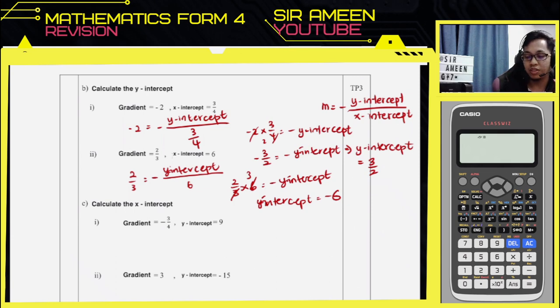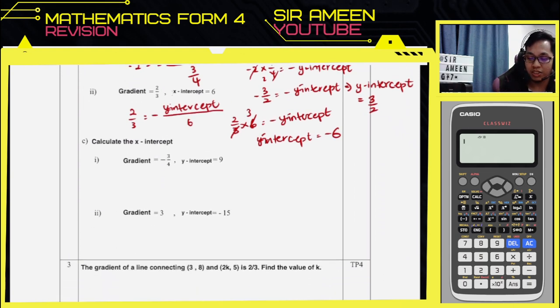Since this one is negative Y-intercept, this one would be 6. So we need to remove the negative by multiplying with negative 1. So the 6 would be negative 6. Just change the sign. Then the question C, calculate the X-intercept.